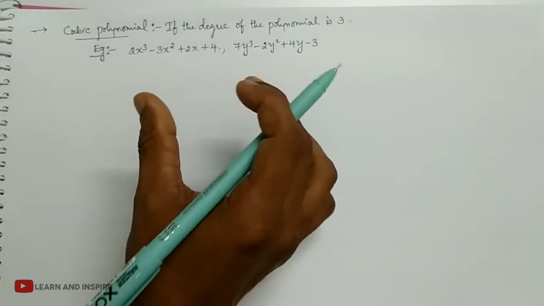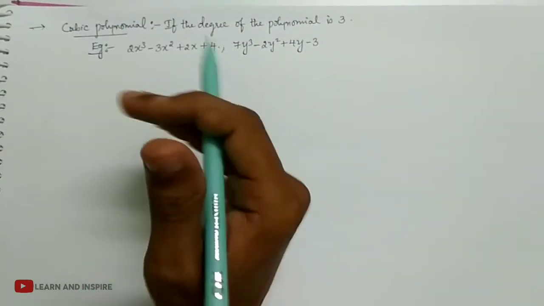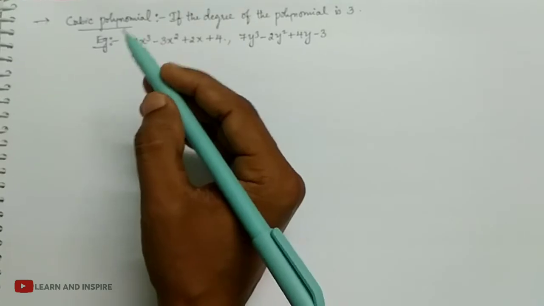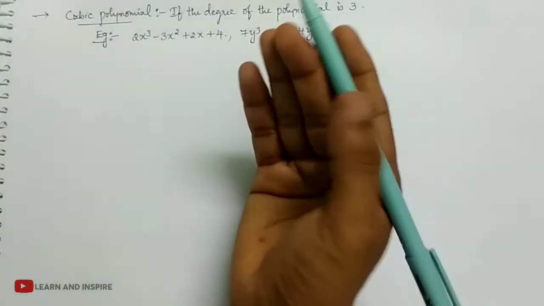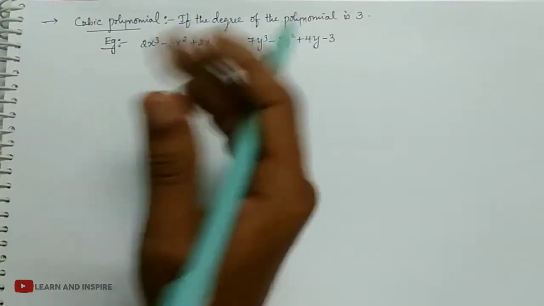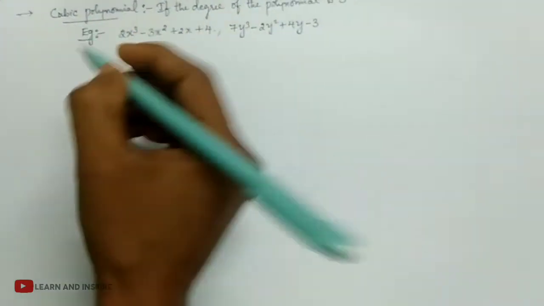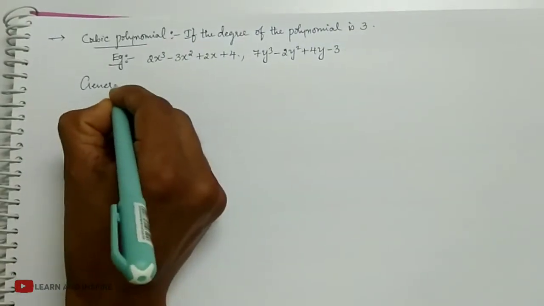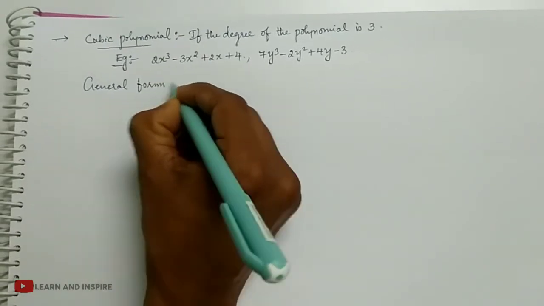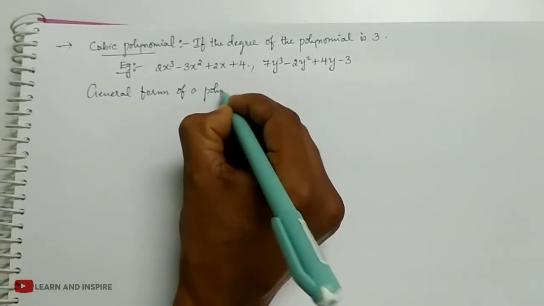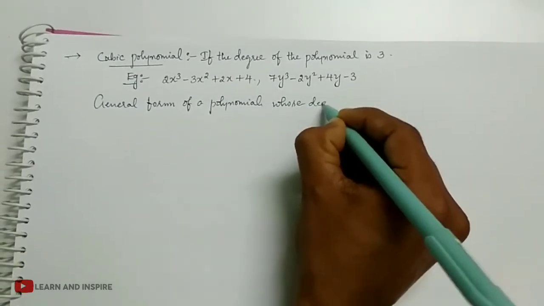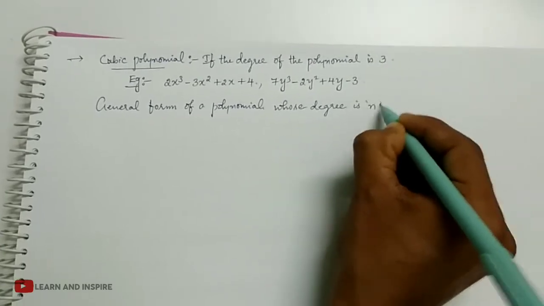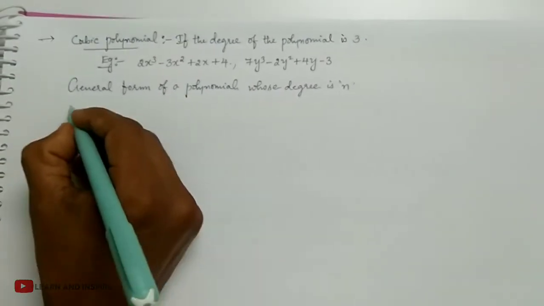Now, what is the general form of a polynomial whose degree is n? Till now we discussed degree 0, degree 1, degree 2 and degree 3. Now what will be the polynomial with the degree n? So now we discuss the general form of a polynomial with the degree n. So, the general form of a polynomial whose degree is n. Okay, so what will be the general polynomial?